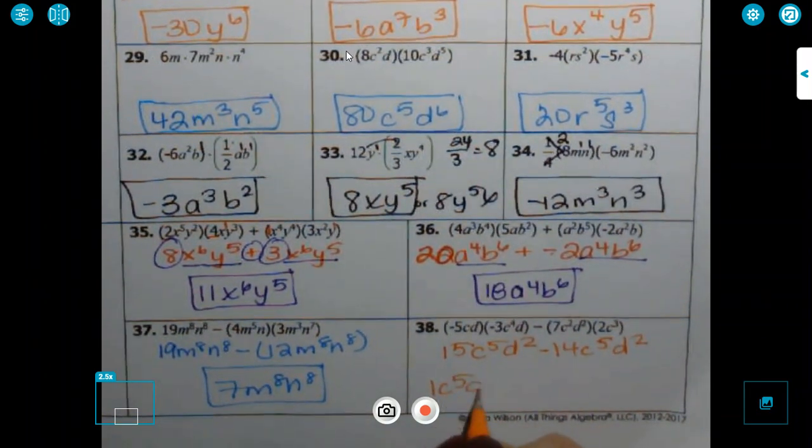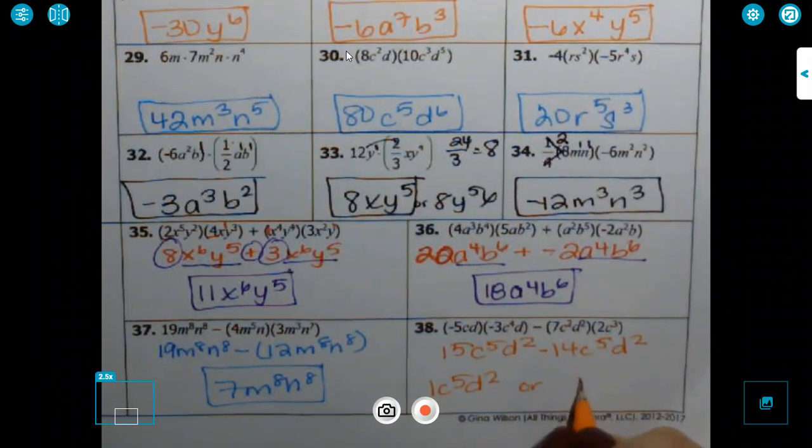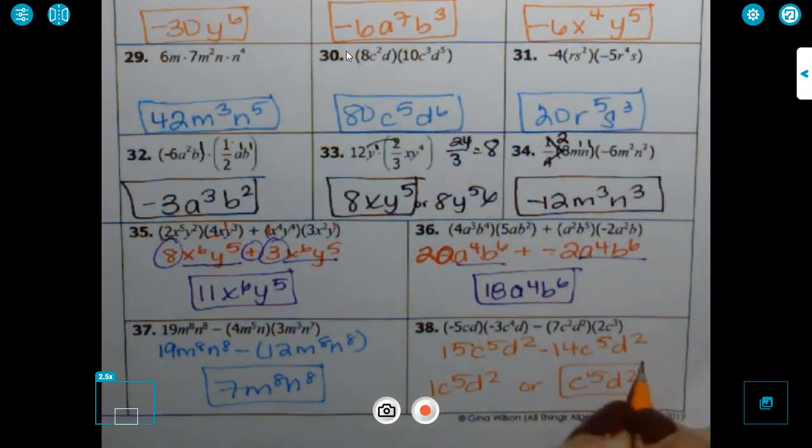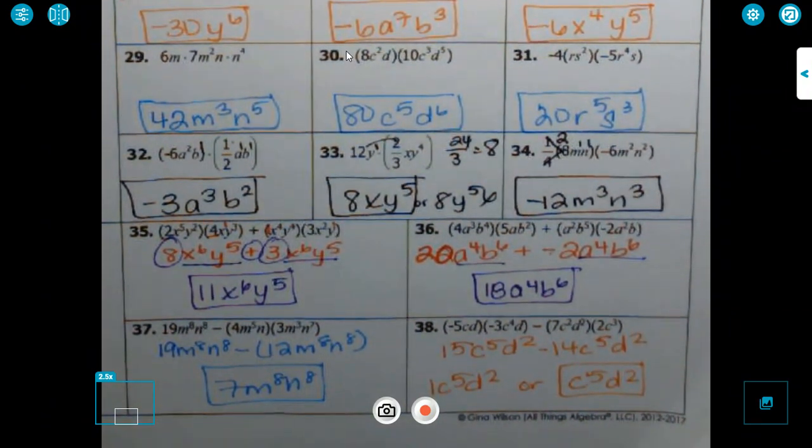But remember, those ones are not going to be written on your EOC, so I need you to get used to just seeing the C5 D2. Okay, so we did not do all of those in class on your notes, but that is all of those that are there. Okay.